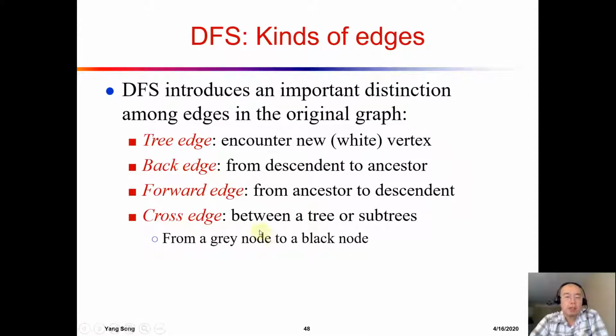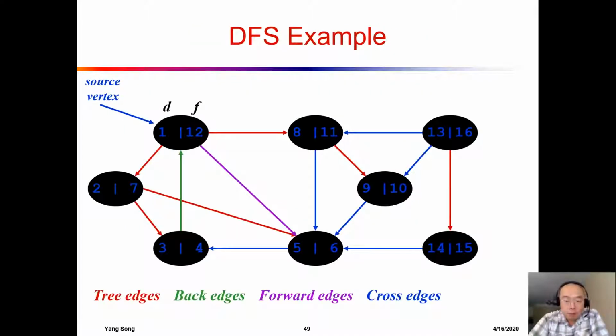Okay, and the last one is cross edge. So cross edges are the edges between a tree and another tree, or a subtree and another subtree, or a tree and another subtree of a tree. Okay, so those are all the possible cross edges. Let me give you a few examples.